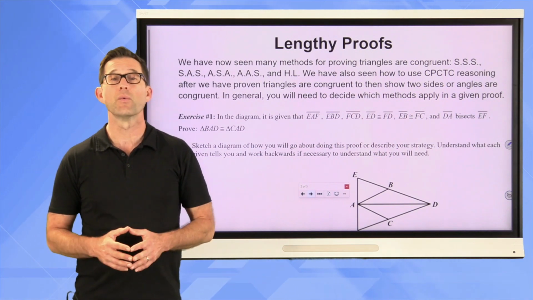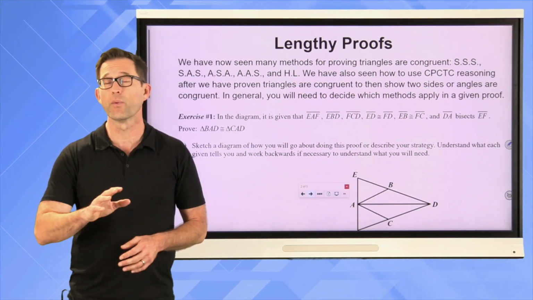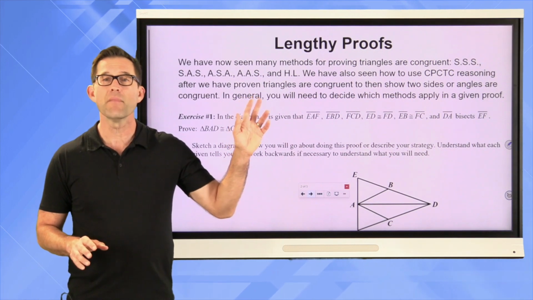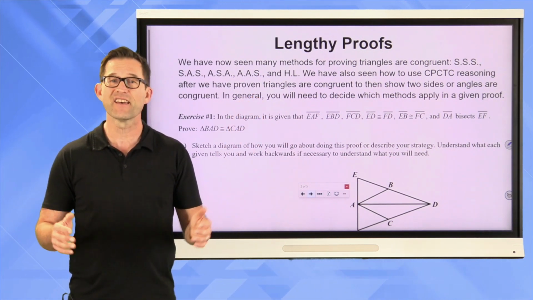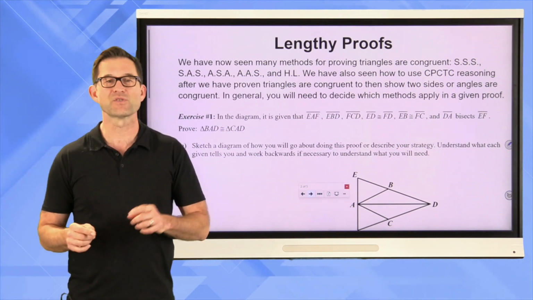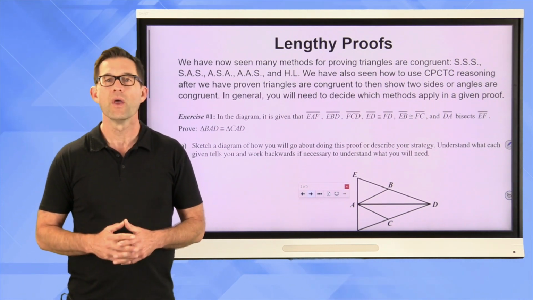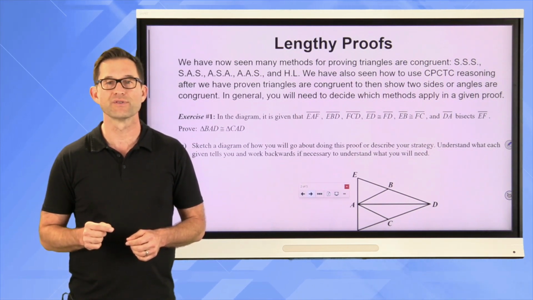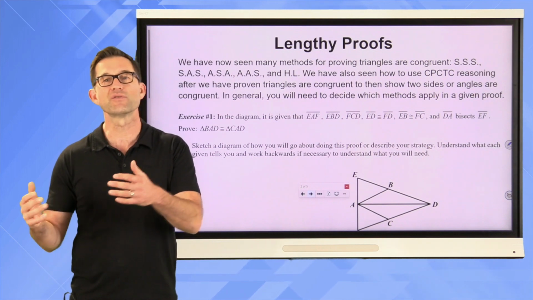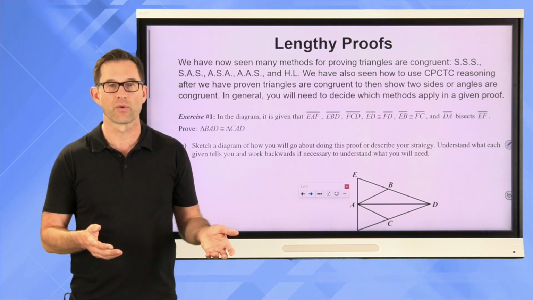So we're going to start with a lengthy proof, the lengthiest proof that we've had so far. Now we've seen many methods for proving triangles are congruent: SSS, SAS, ASA, AAS, and our last one, hypotenuse leg, HL. We've also seen how to use CPCTC reasoning after we have proven triangles are congruent to then show that two sides or angles are congruent.